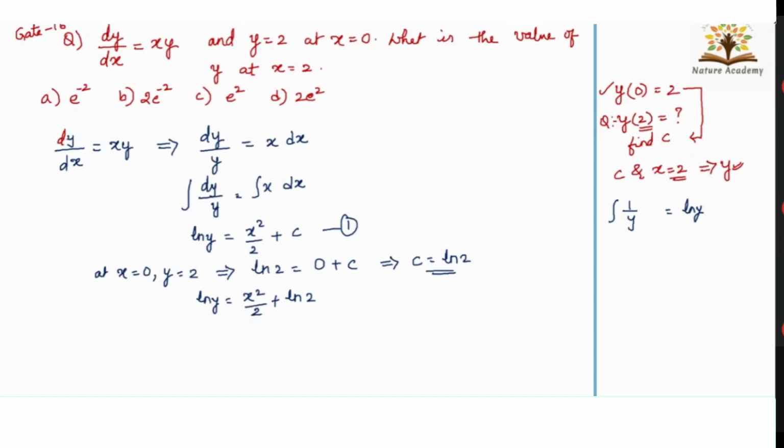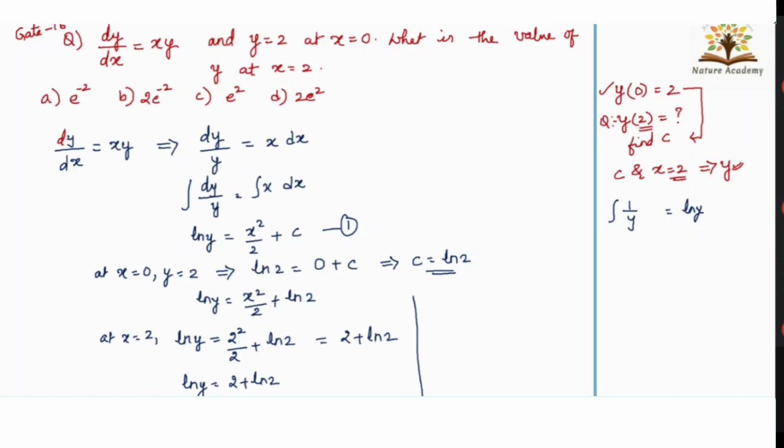Now use the final condition to find the answer y. At x is equal to 2, I am going to find y. So I am going to write y as it is. In place of x, I will write 2, plus log 2. So this will give me 4 by 2, which is 2, plus log 2. So my log y is equal to 2 plus log 2, or I'll put the log terms one side. Log y minus log 2 will be 2.